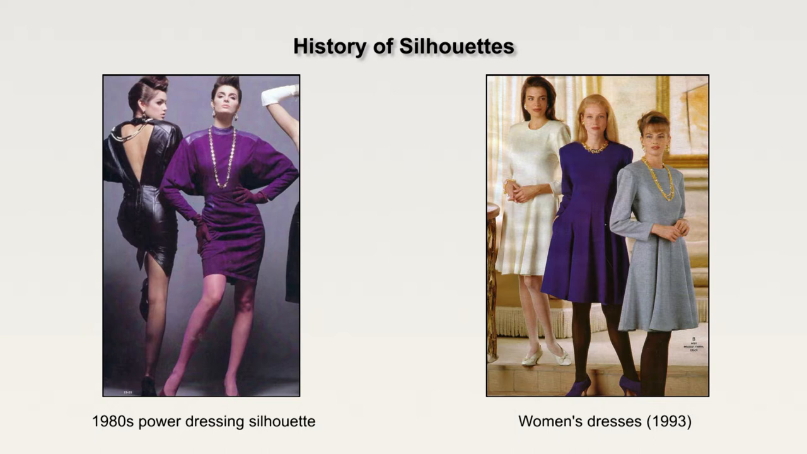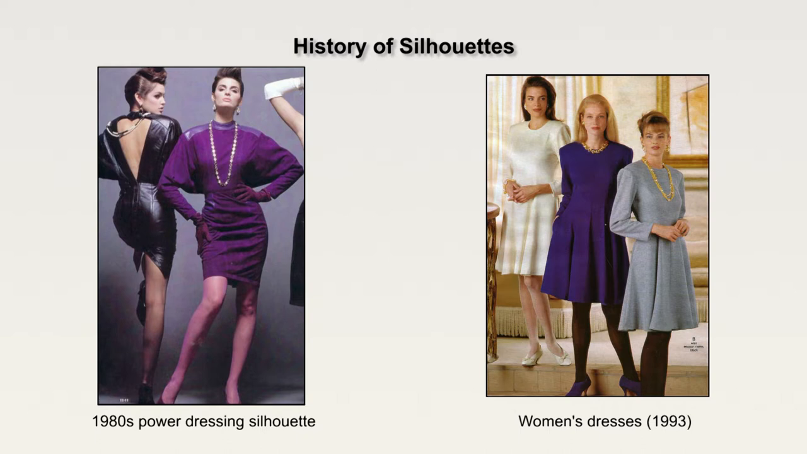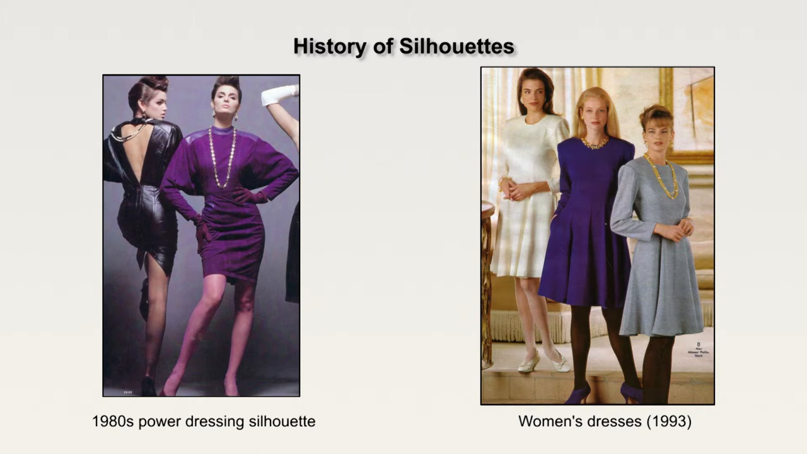On the left, we can see examples of 1980s power dressing silhouette with large shoulders. On the right are silhouettes from 1993.